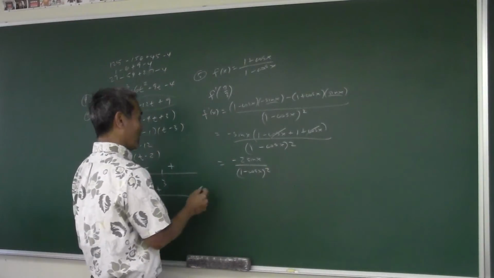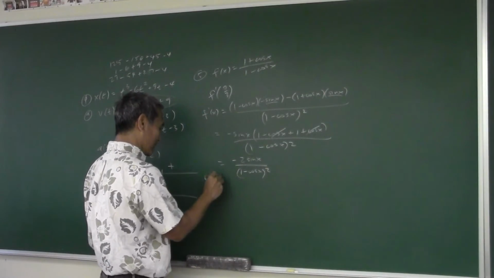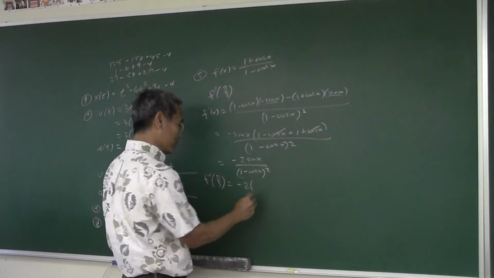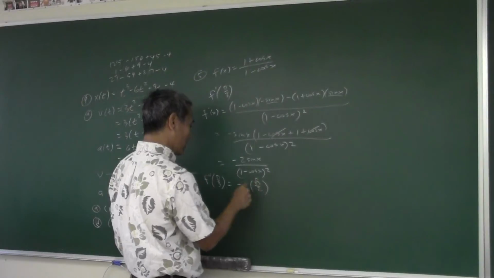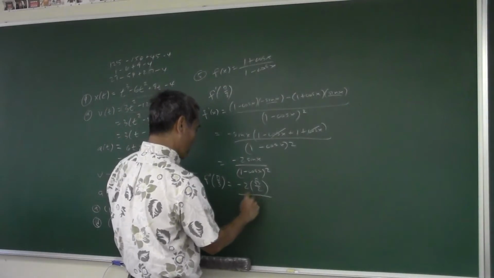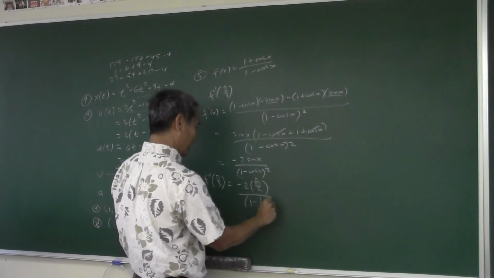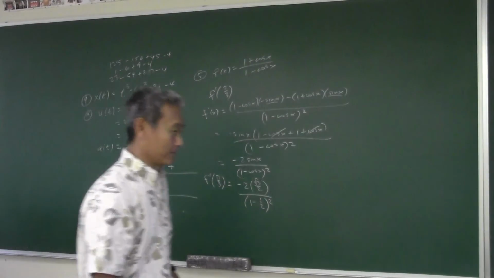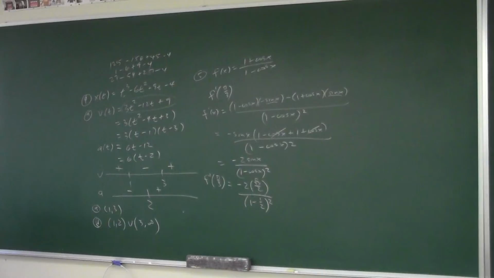Okay, now here's the hard part for some of you. Plug in pi over 3. Well, sine of pi over 3 is root 3 over 2. Cosine of pi over 3 is 1/2. And I will leave the simplifying to you after that. Yes, you got to know your trig values. Can't get around it.